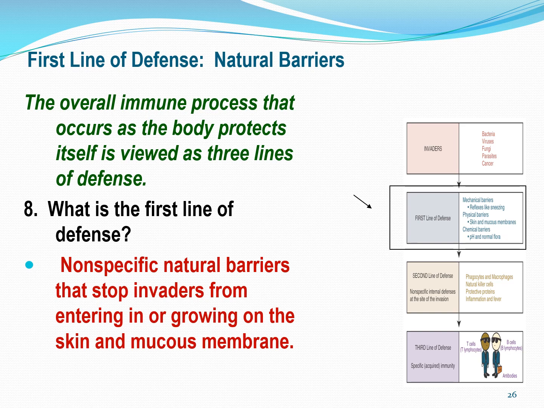So let's look at the first line of defense, okay? The first in our immunity, right? The first line of defense, natural barriers, okay? The overall immune process that occurs as the body protects itself is viewed as 3 lines of defense. So the first line of defense is non-specific natural barriers that stop invaders from entering in or growing on the skin and the mucous membranes.